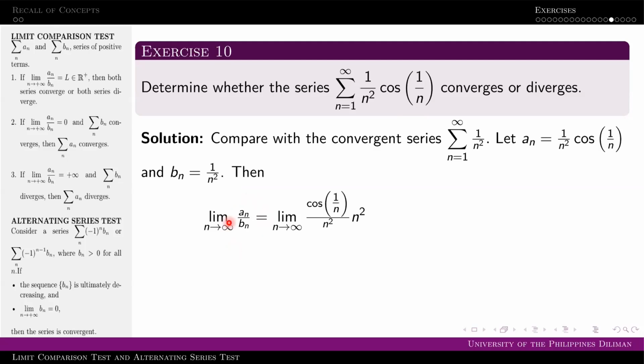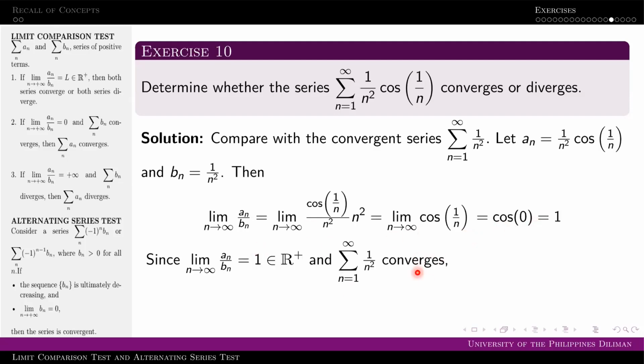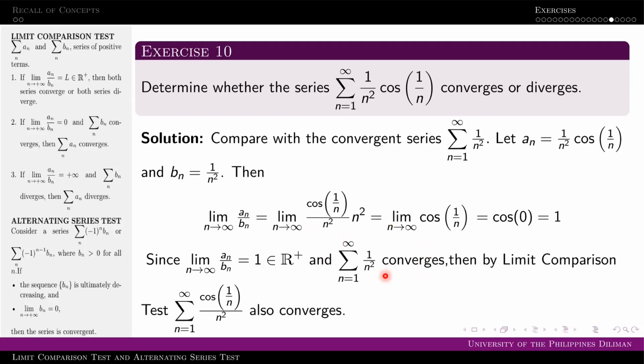So, kapag kinuha natin yung limit, magka-cancel out lang yung dalawang n squared, which leaves us with limit as n approaches infinity ni cosine 1 over n, but 1 over n as n approaches infinity ay 0. So, meron kang cosine ni 0, which we know to be 1, which is a positive real number, at nagko-compare tayo with a convergent series, and therefore, by limit comparison test, yung original series natin, nagko-converge din.